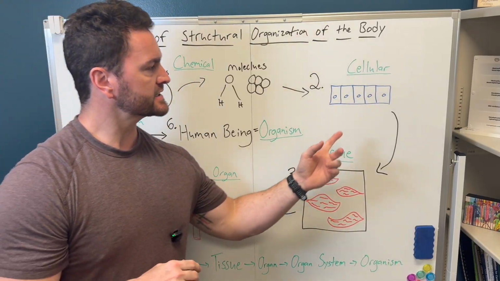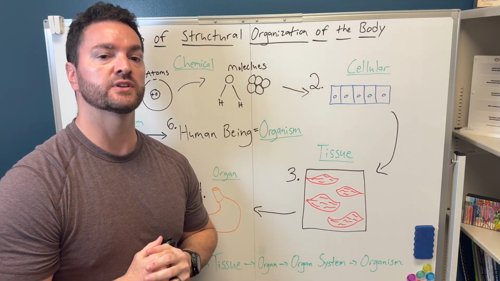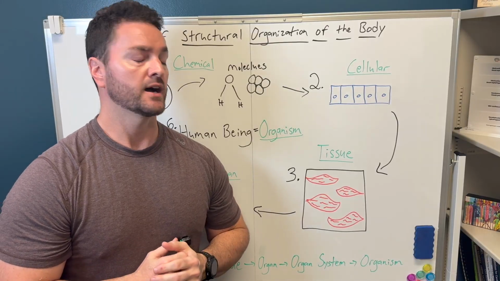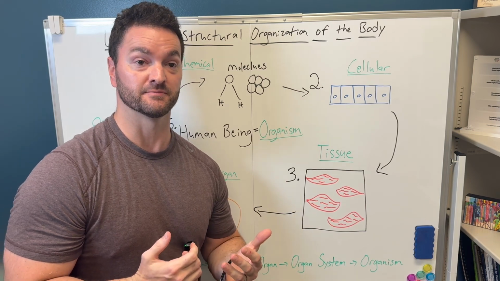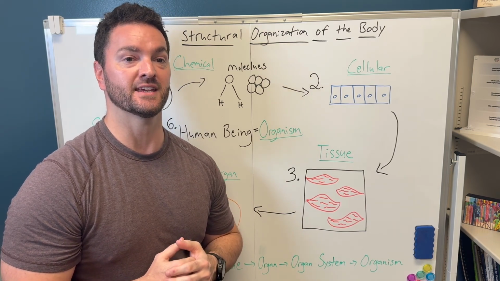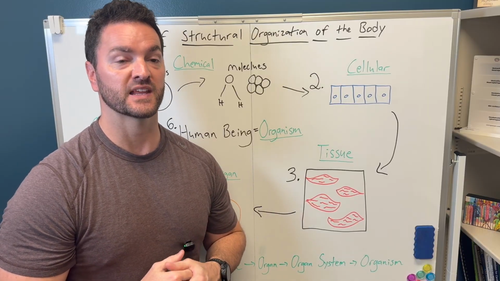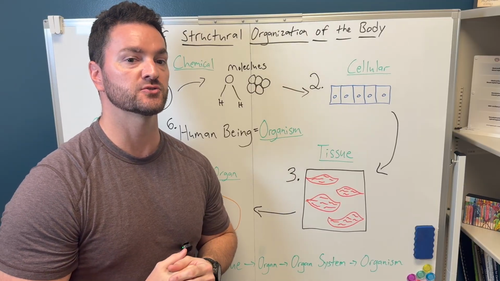All right, next we'll look at the tissue level. These are going to be similar cells working together for a shared job. An example of tissue will be, I like to say, CMEN. So CMEN stands for connective tissue, muscular tissue, epithelial tissue, and nervous tissue. These are the four types of tissues in the body.